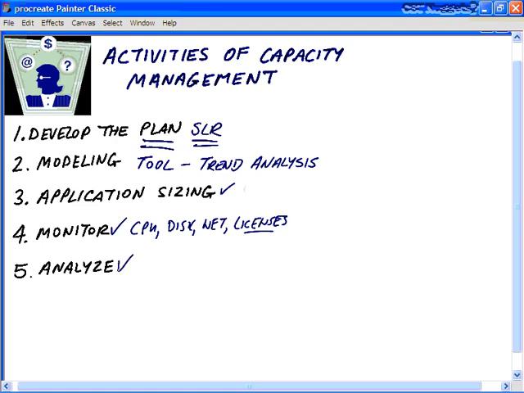Analysis is another activity of capacity management. It's one thing to monitor CPU, disk, network, and licenses, but you want to go further and analyze that information. So you want to analyze the infrastructure components. You can also implement trend analysis right here at this particular activity, looking for potential bottlenecks, looking for ways to improve efficiency, perhaps providing evidence for the need to acquire new infrastructure components, new software and hardware.